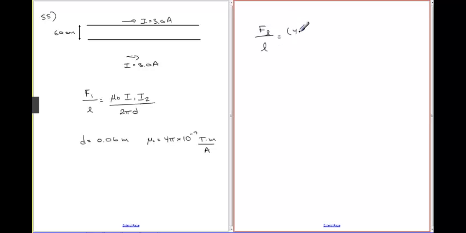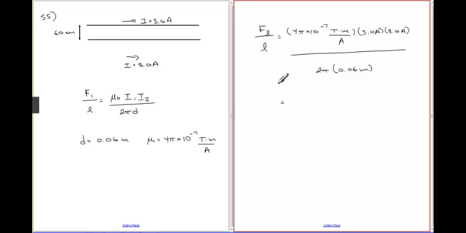Okay, so mu 0 is 4 pi times 10 to the minus 7 Tesla meters per amp. And we multiply that by the current, which is 3 amps, times the second current, which is also 3 amps, divided by 2 pi times the distance between the wires, which is 0.06 meters.